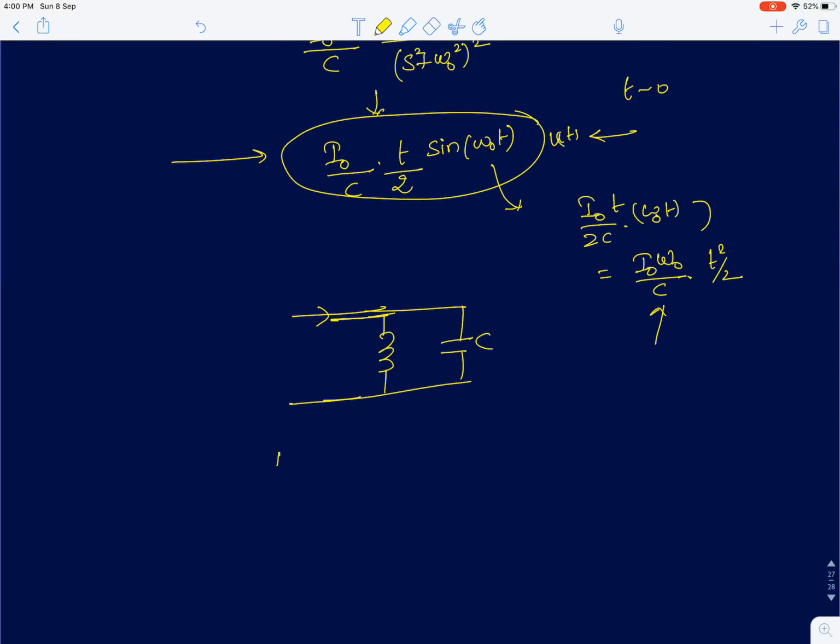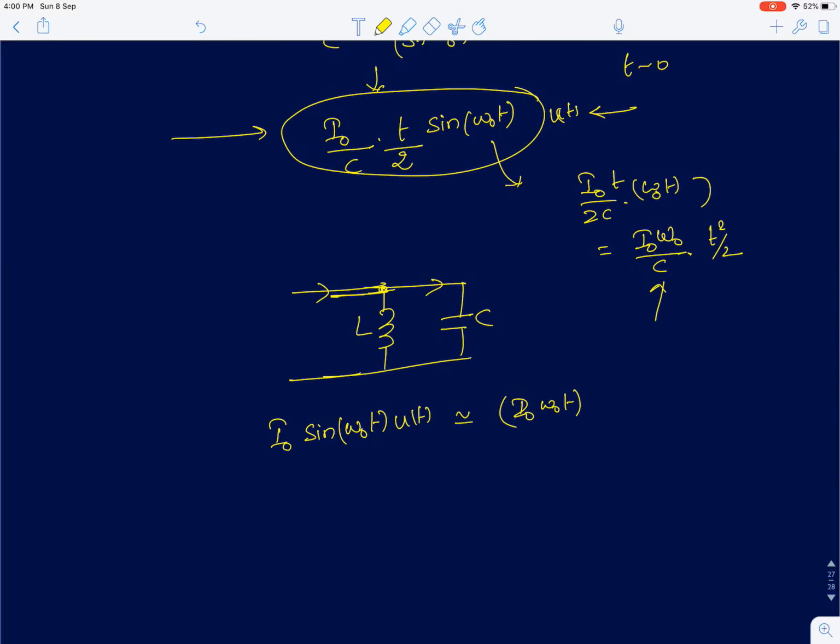So first, the input that we are applying is I naught sin omega naught t into u of t. At t very close to 0, I'll approximate this result to I naught into omega naught t. That's the current that's going to fully flow through the capacitor, because the inductor will block it. The inductor cannot have sudden changes in the current.